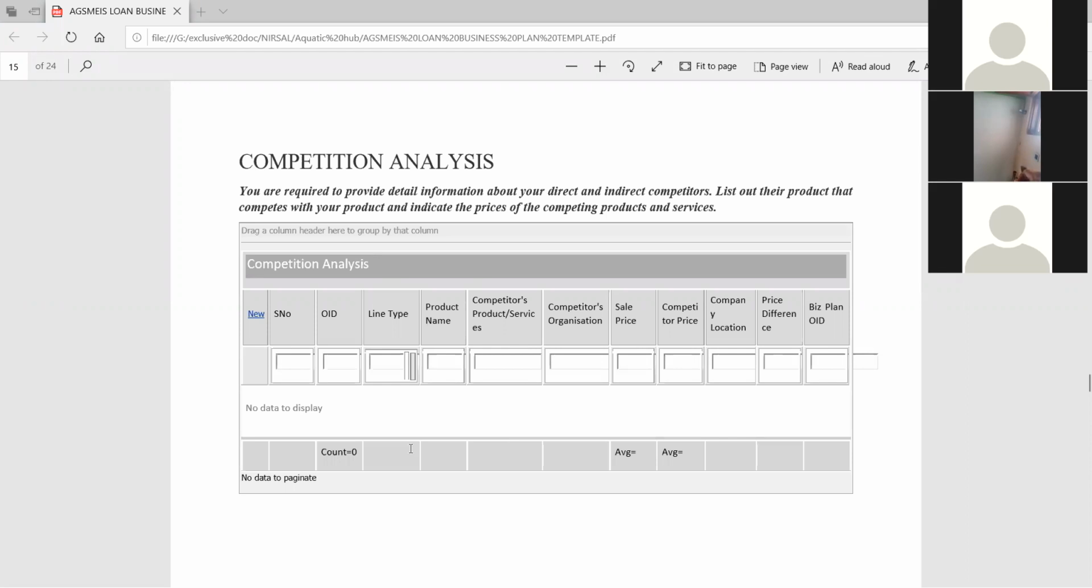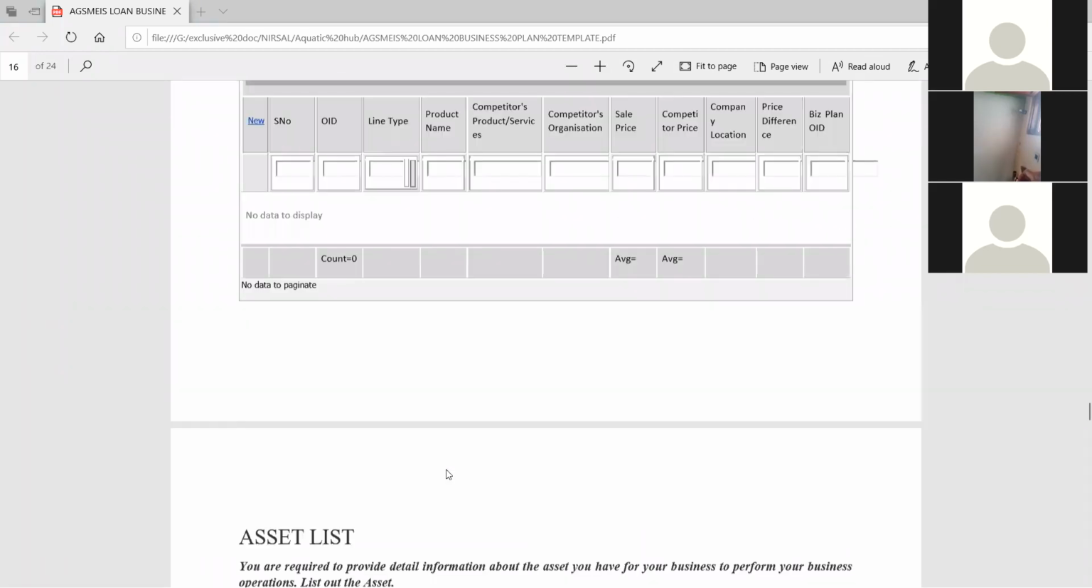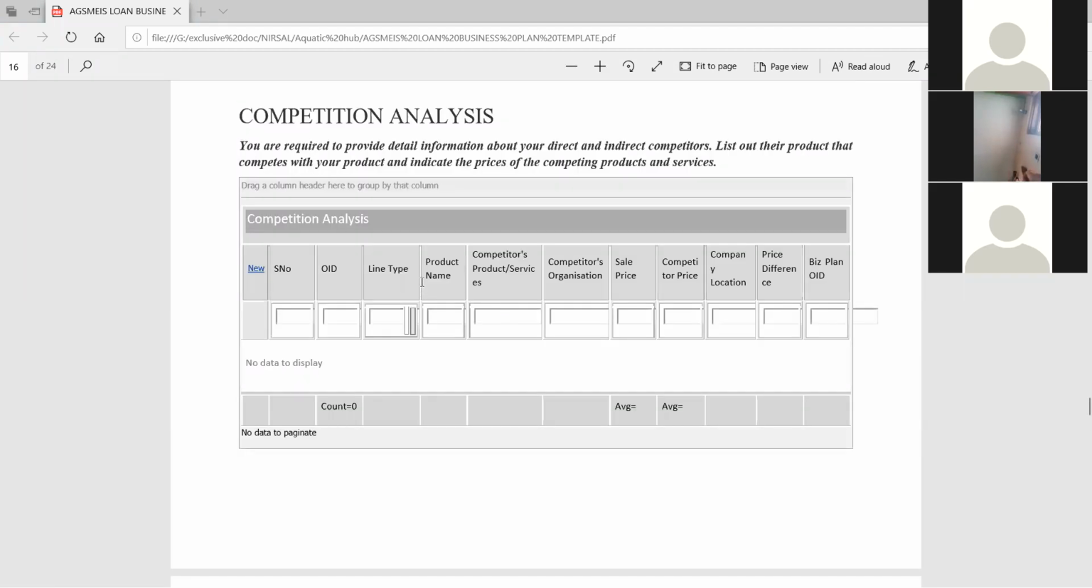So before you can input this, you click on new. Once you click on new, this will pop up. Then you provide the information about each competitor: their products, the brand name if they have one, the type of product or services that they render, the name of the organization, their selling price. This is your own selling price, this is the competitor's price, then the competitor's location. Is there any price difference between your competitors and yours? You put the difference in price there. Then you leave the BOID. Okay.